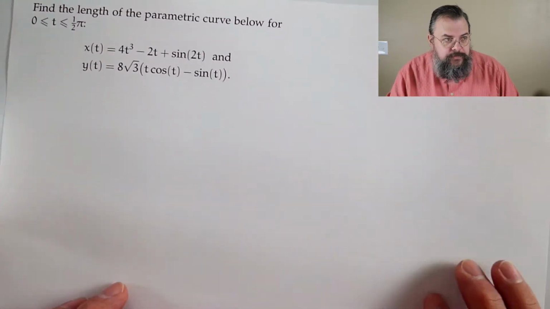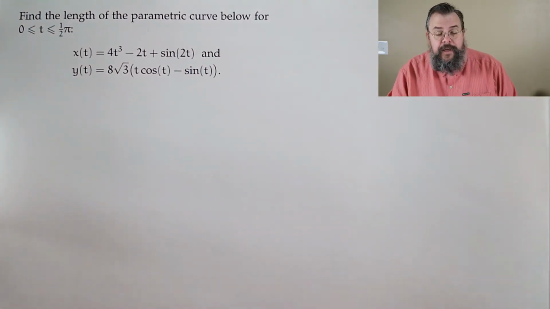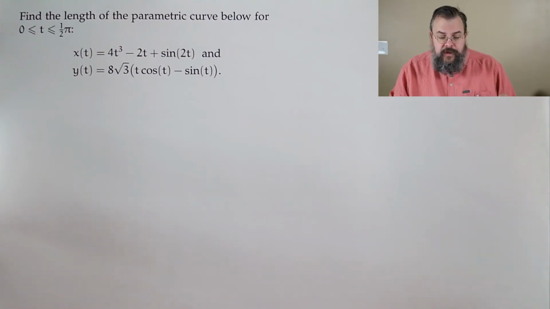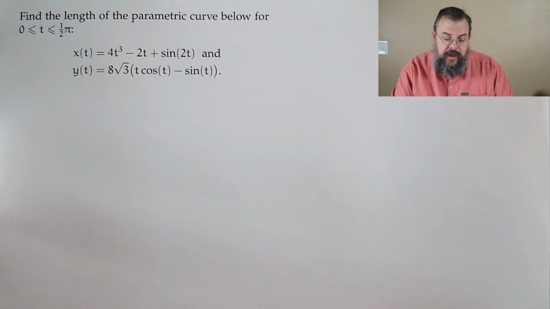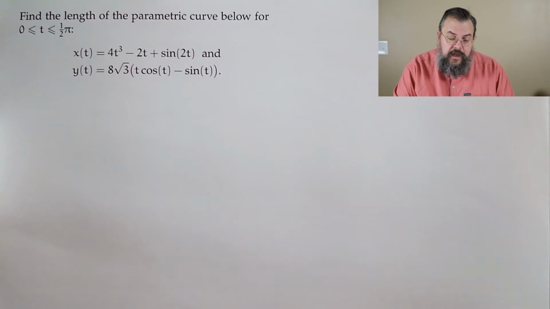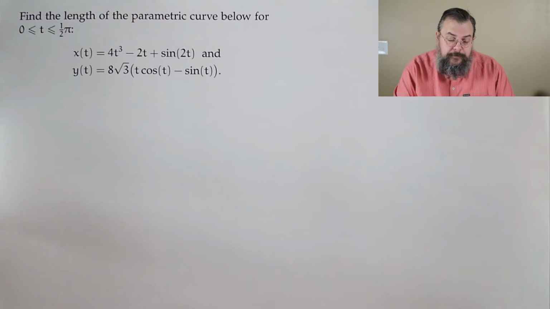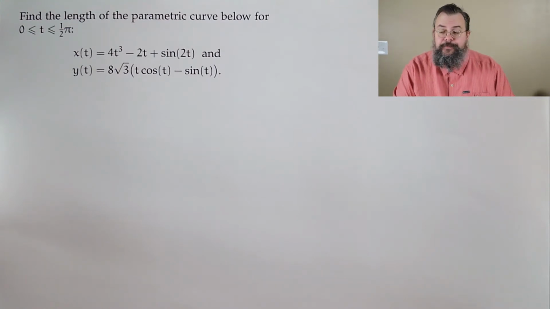Let's try another one. So, our next problem. Find the length of the parametric curve below, where time goes from 0 to pi over 2. And x is 4t cubed minus 2t plus sine 2t, and y, 8 times root 3 times t cosine t minus sine t. What an interesting expression.